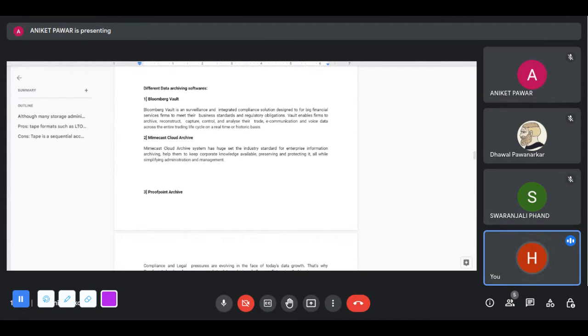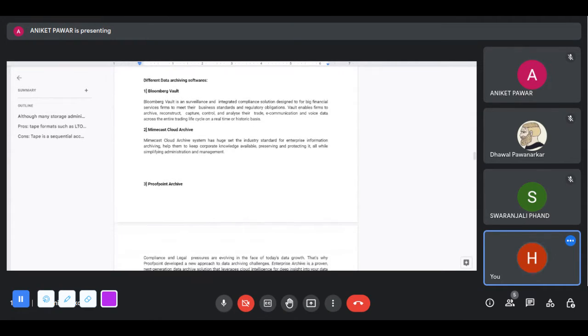Okay. So moving on to the topic of different data archiving software. So the first one is Bloomberg SWOT. It is a surveillance and integrated compliance solution designed mainly for big financial services firms to meet their business standards and regulatory requirements. The second one is the Mimecast Cloud Archive. It is an archive system that has set a huge standard in the industry for enterprise information archiving, and it helps them keep corporate knowledge available, preserving and protecting it all while simplifying administration and management.